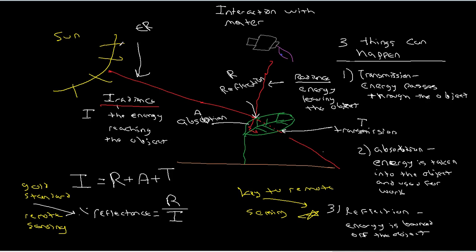So hopefully this idea of the interactions that can happen is clear: the sun is emitting energy, which we call irradiance, it's being bounced off, which we call reflection. The energy that is reflected we call radiance. The ratio between those is percent reflectance.